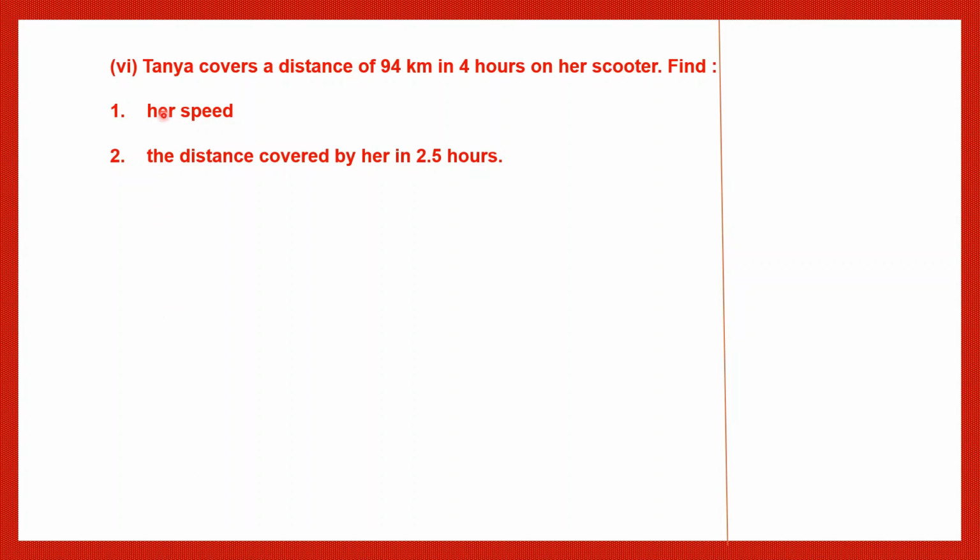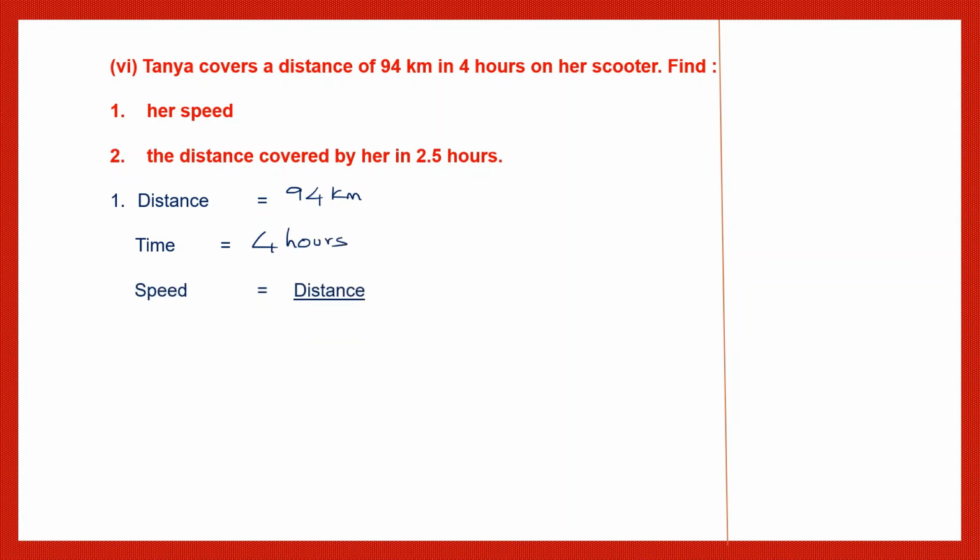Question 6. Tanya covers a distance of 94 kilometers in 4 hours on her scooter. We have to find her speed. So it is in kilometers per hour, so no conversion here. So let's find her speed with what is given to us. So what is given to us? Distance, that is 94 kilometers. And we've also been given the time taken, that is 4 hours. Now we need to find the speed.